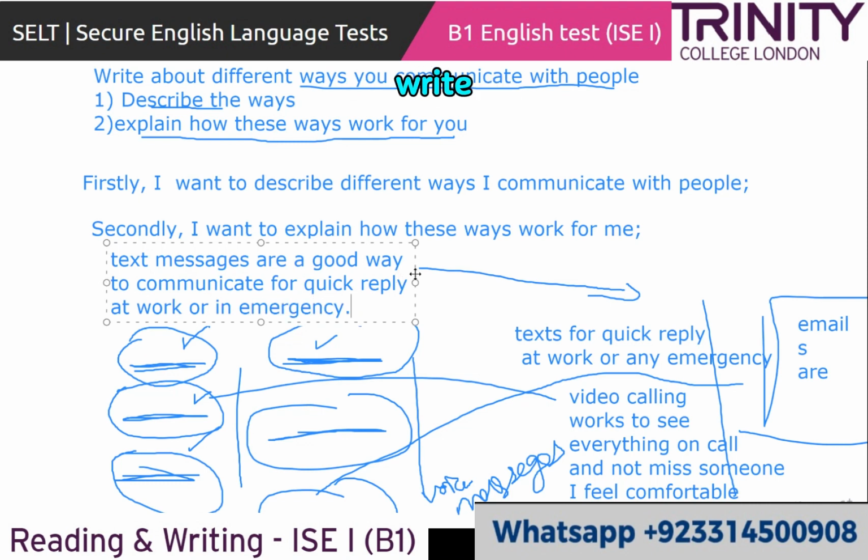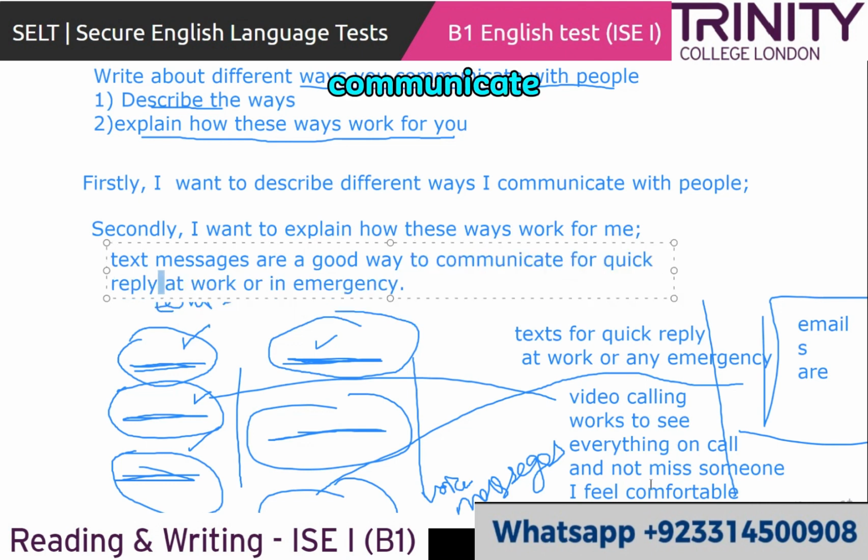Okay? Then you write about the second one and you say video calling is a good way to communicate, to see everything on call and also feel that you're with the person. Full stop. Emails are a good way to communicate for business, for getting messages from employer, and also getting important messages about salary, and also about new projects. Understanding or not? Yes, understand.